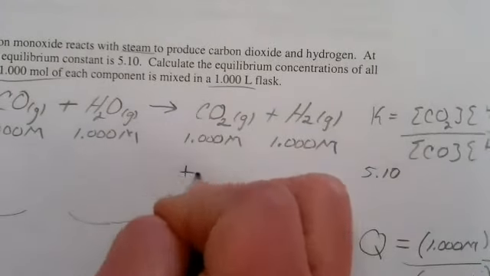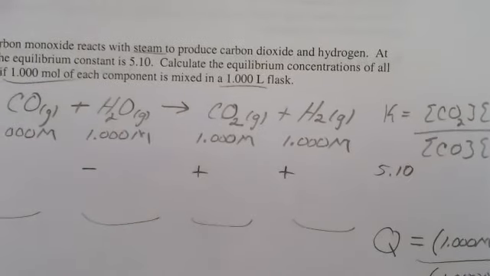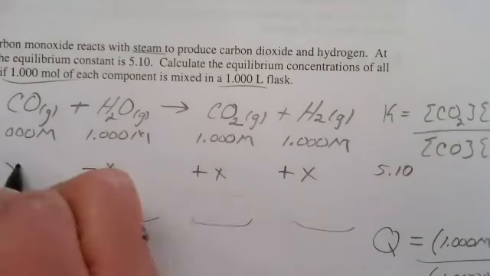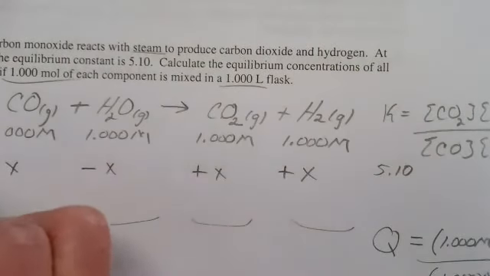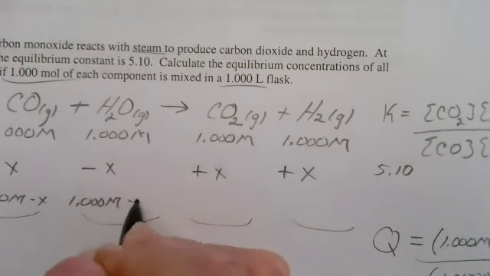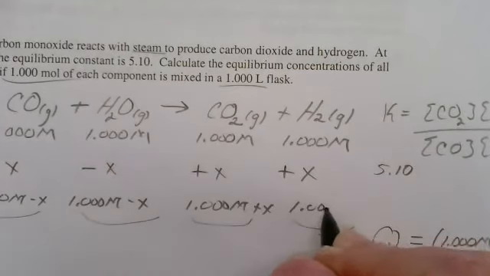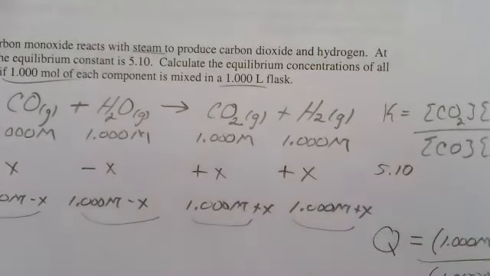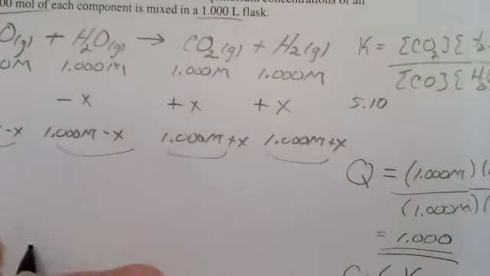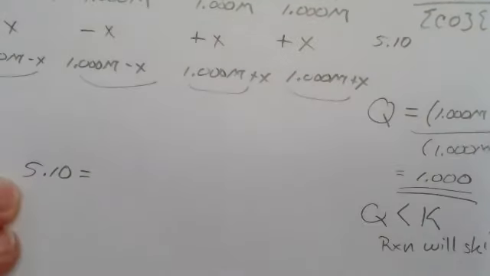We are adding and subtracting, and it is 1x, 1x, 1x, 1x. So this will be 1 molar minus x, 1 molar minus x, and these will be plus x. All right, we've got to find x. Well, we know the value of K. So I already have my equation. I'm just going to plug in my values.